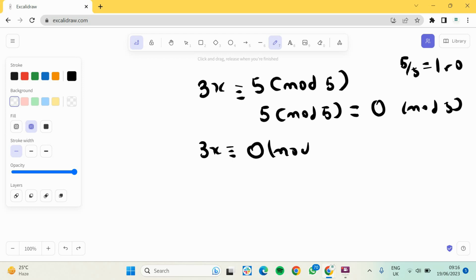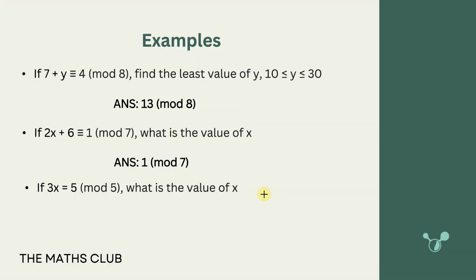mod 5, right? So what value of x will I multiply by 3 to give me 0? Of course, the only value that if I multiply by another number will give me 0 is 0. If I divide both sides by 3, this will cancel this, and 0 divided by 3 is 0. So therefore, my x is equal to 0, right?